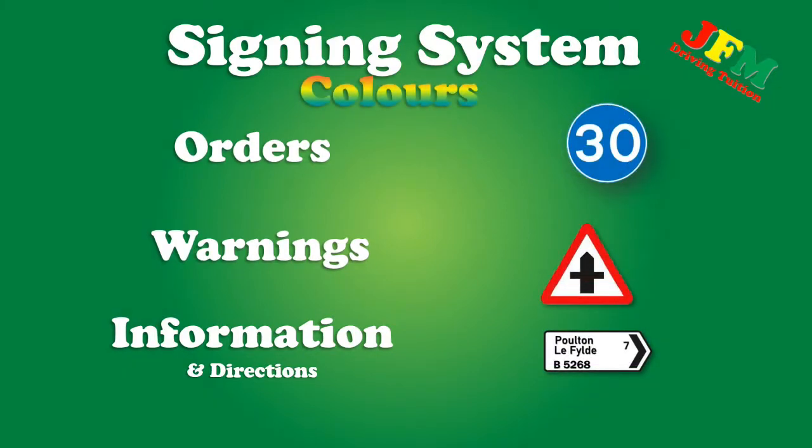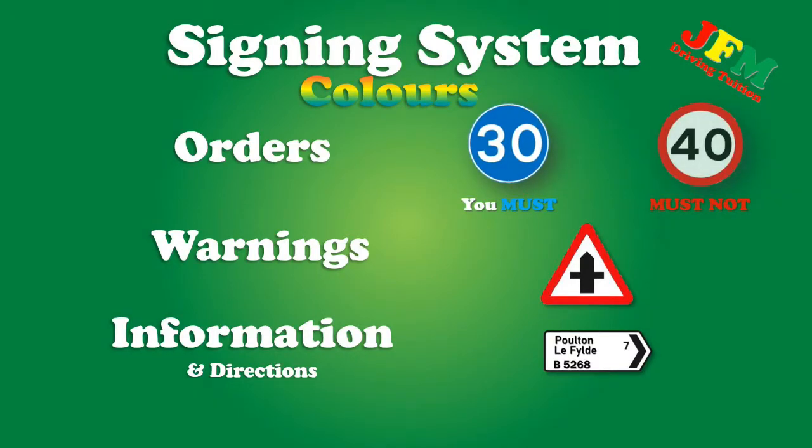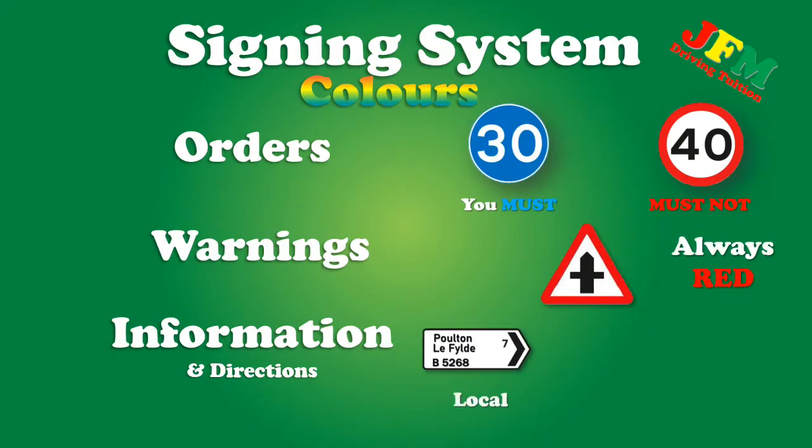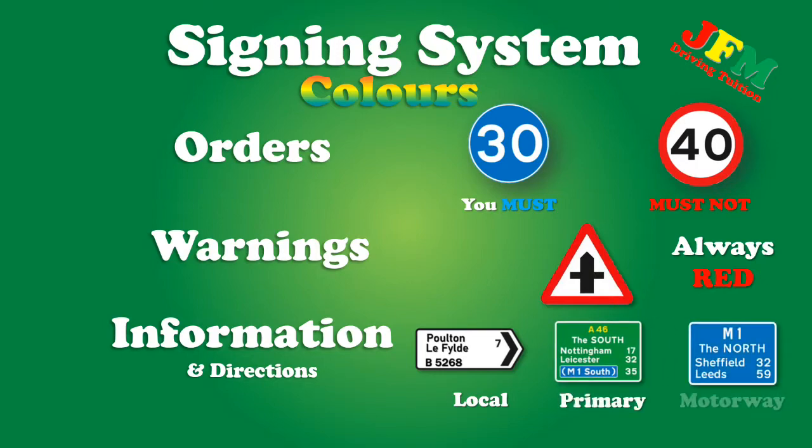This system is enhanced by the addition of colours. A blue circle means you must or can do something, whilst a red circle means you must not or cannot do something. Warning signs are always red, whereas direction signs can be white, green or blue dependent on the type of road that they are referring to.